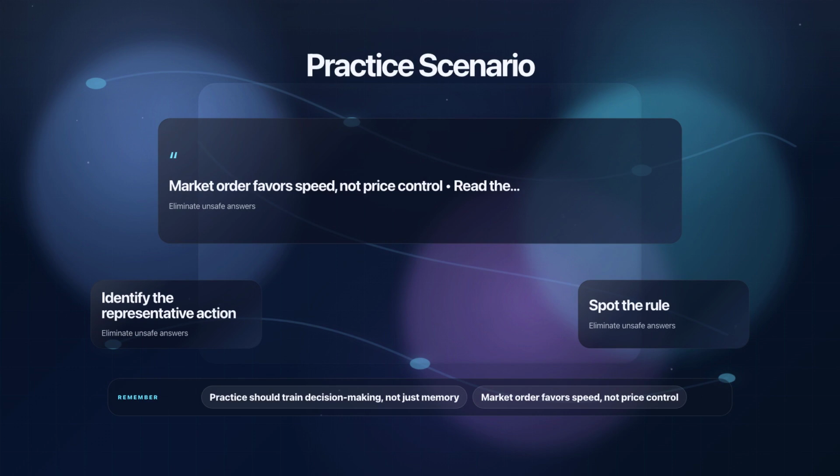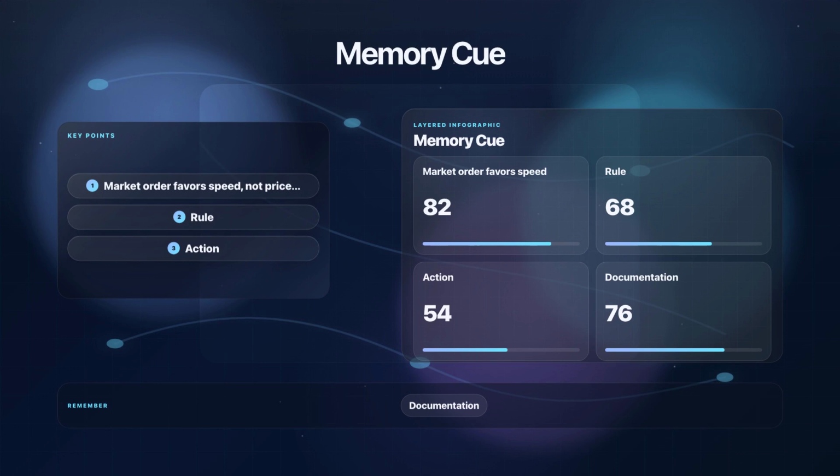Imagine a practice question gives you a customer, an account, an instruction, and a representative action. Before looking for the answer, name the issue in your own words. Is something unauthorized? Is something unsuitable? Is information missing? Is there a red flag? Then choose the answer that best protects the customer and follows firm procedure.